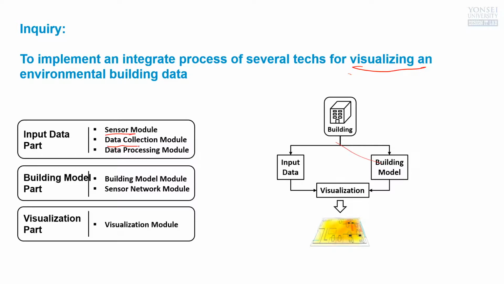So the data collection module is in charge of turning the sensor numbers into structured data. I mean, some kind of data structure we need. And there is another processing module, in charge of converting the structured data so that it can be used for visualization of the sudden temperature change or something. And another part is the building model part.